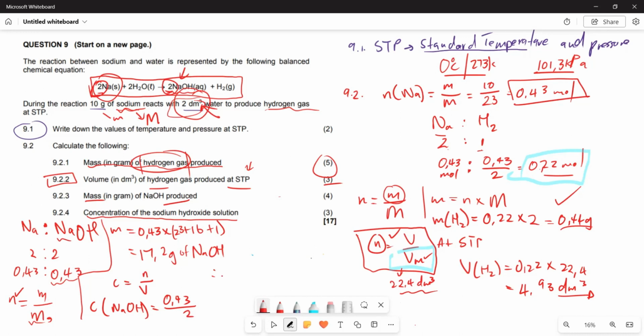So your concentration of sodium hydroxide is going to be given by 0.22 mole per decimeter cubed, right? So this is you finding the concentration. Basically, this is how we are going to solve all these questions of ours, right? So now, thank you very much.